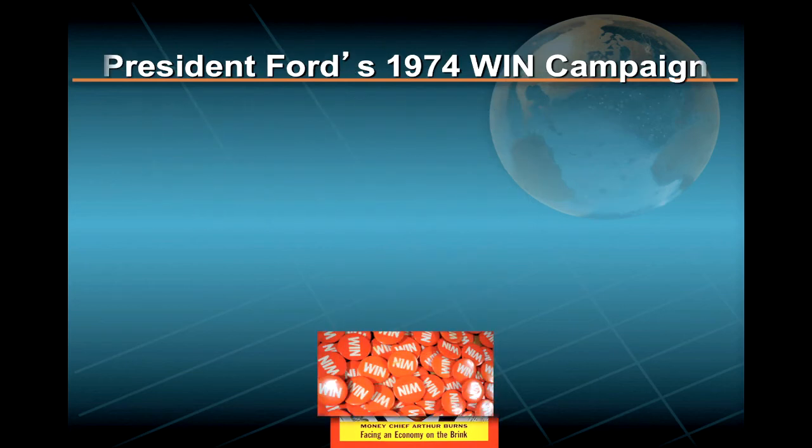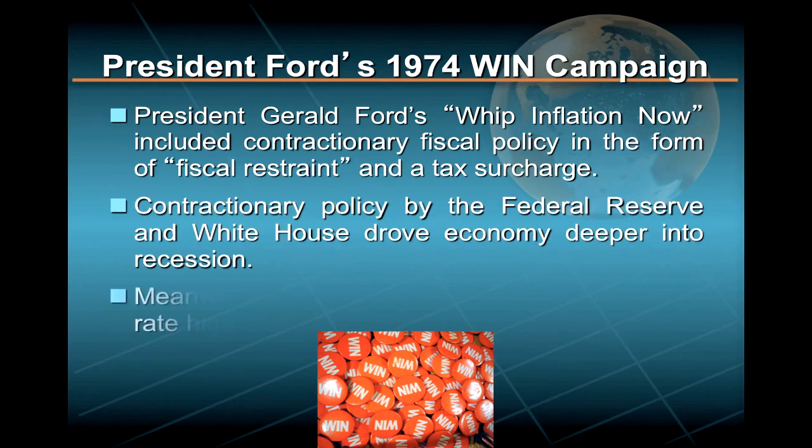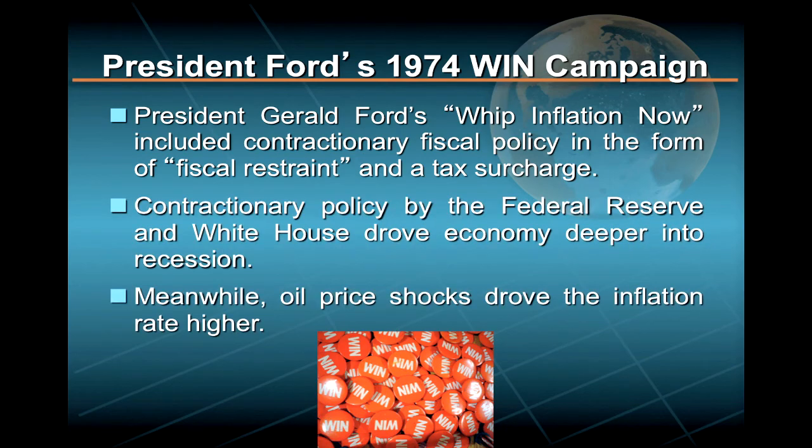In addition, in 1974, President Gerald Ford responded to the crisis with a Whip Inflation Now campaign that included Keynesian calls for contractionary fiscal policy in the form of fiscal restraint and a tax surcharge. The result of these discretionary policies was to drive the economy deeper into recession, even as oil price shocks in particular helped drive the inflation rate ever higher.